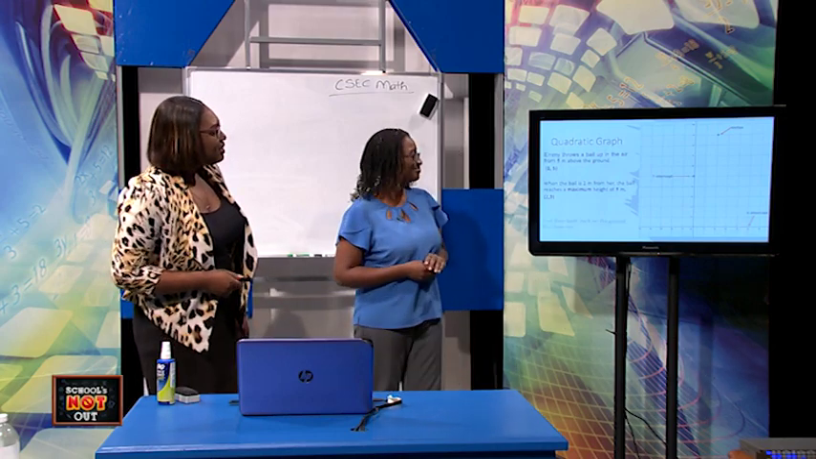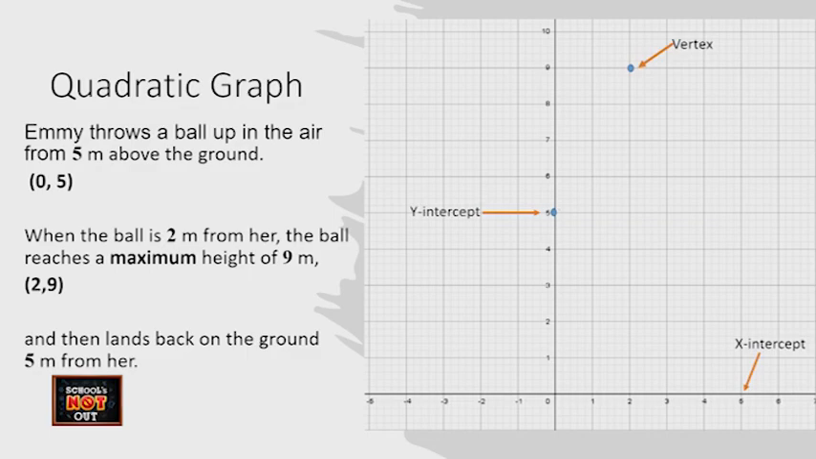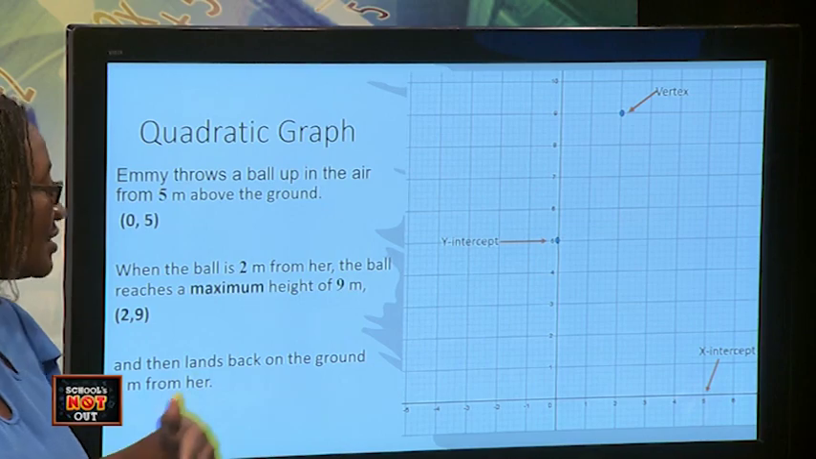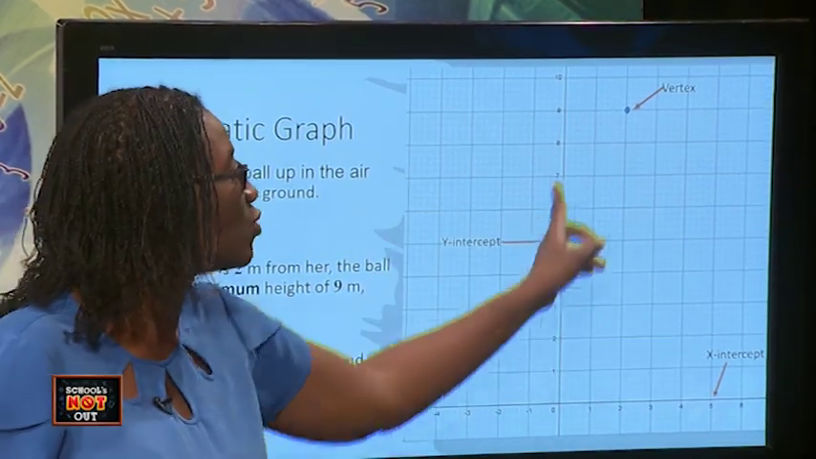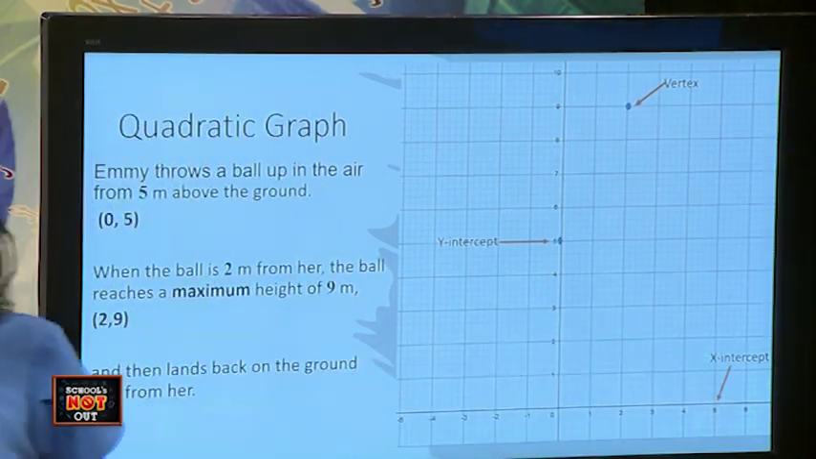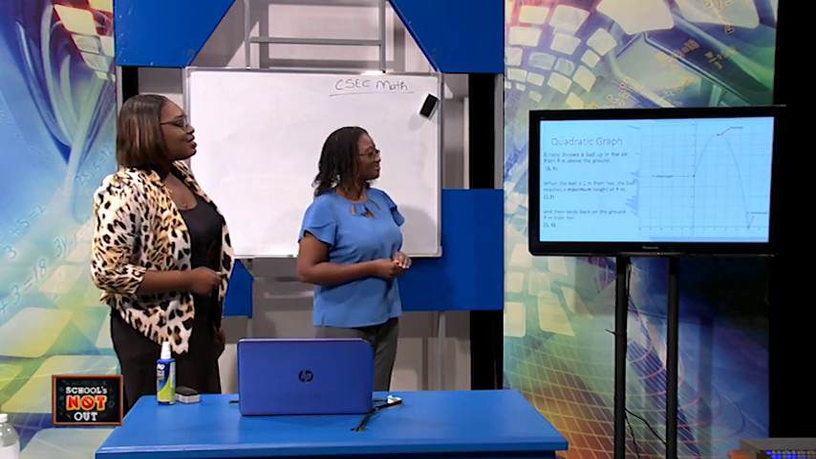Now, what else happened in the situation? We had one more thing happening. When the ball lands back on the ground, it lands 5 meters away from Emmy. So remember we said Emmy started at X equals 0. And so if it landed 5 meters away from her, based on what we have already, the ball would be landing right here at 5, 0. And that looks like our x-intercept. And that, right you are. So as you can see, a curve is being formed.